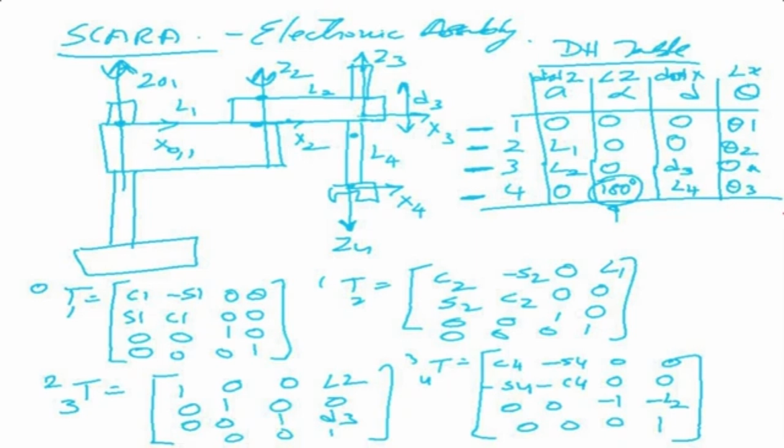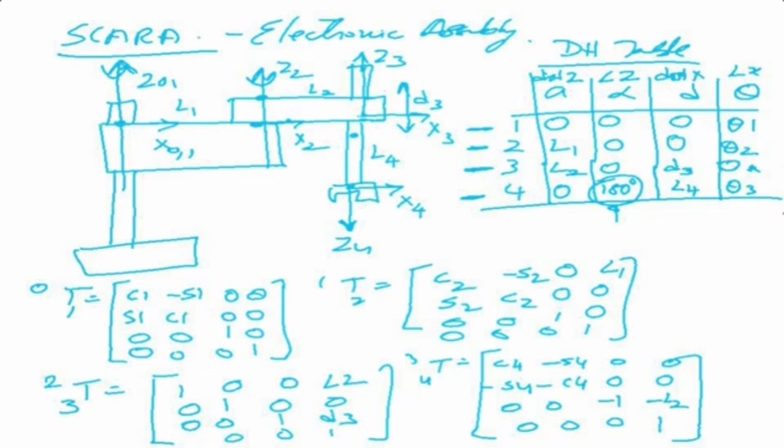Now just note that I have taken my origins here and here, so z1, x1 and x2 are aligned. If I take my x2 here, then a particular distance will come there. Actually, the link has a thickness, so some distance should be there. But just for simplicity, we are saying that that is not there. Just note this.